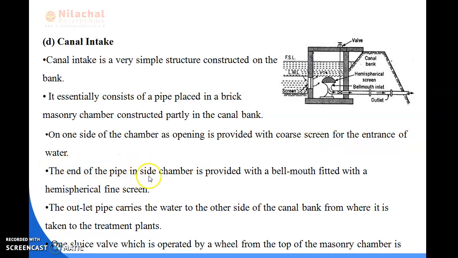The end of the pipe in the side chamber is provided with a bell mouth fitted with a hemispherical fine screen. You can see here the hemispherical fine screen. The outlet pipe carries the water to the other side of the canal bank, from where it is taken to the treatment plants. And one sluice valve, operated by a wheel from the top of the masonry chamber, is provided to control the flow of water in the pipe.